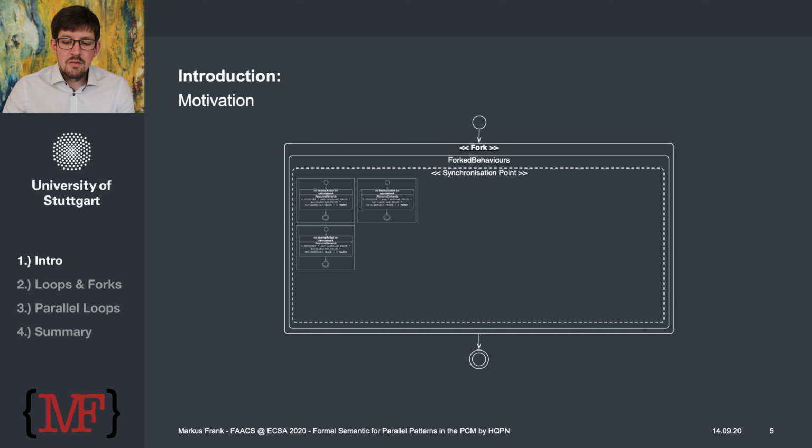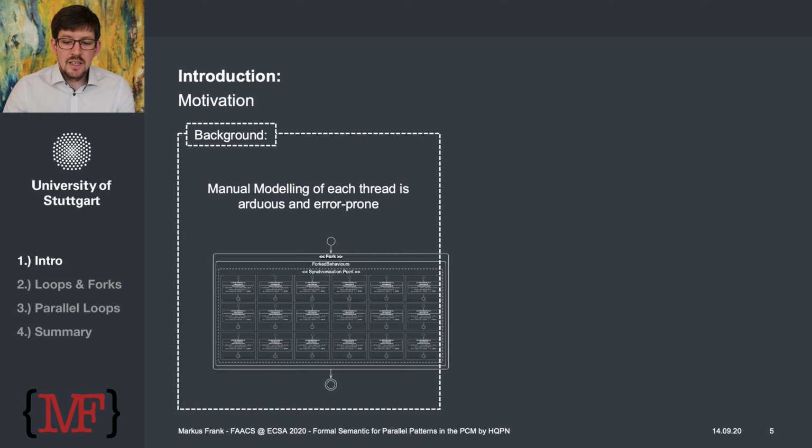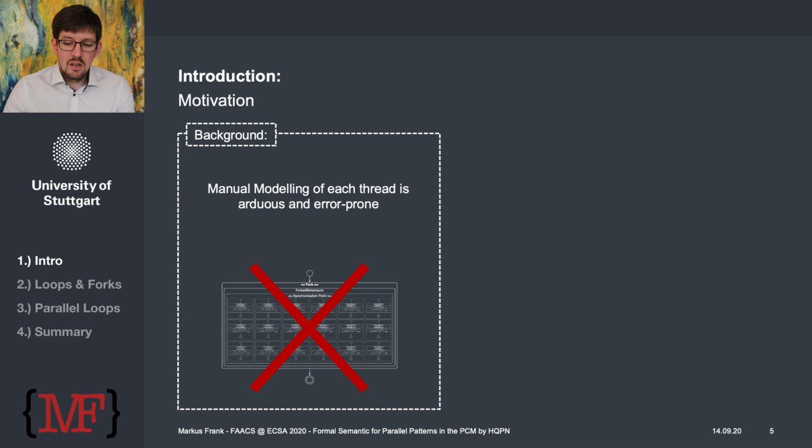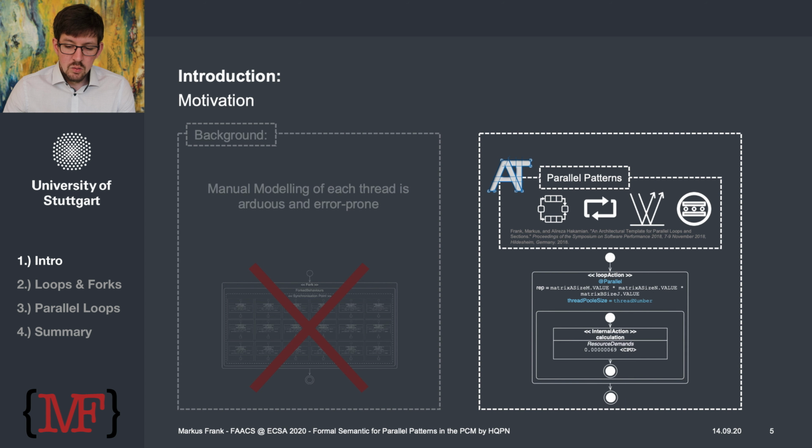However, if you have a parallel system, you need to specify hundreds or thousands of threads manually. This is not practical, so we came up with a parallel pattern catalog for the performance engineer. At the bottom, you see how the parallel loop pattern, which is the most common one, would look like. You simply annotate the add parallel stereotype and specify the thread pool size.